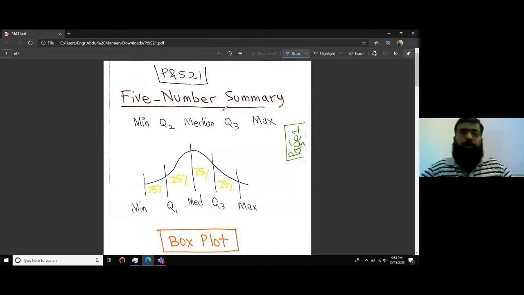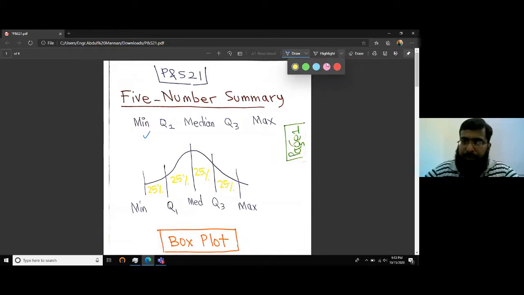In this lecture, we will study the 5 number summary and box plot, the last two topics from chapter number 2. For the 5 number summary, we're not going to study anything new, because all 5 numbers we have already studied.